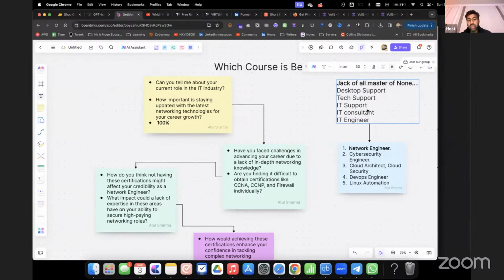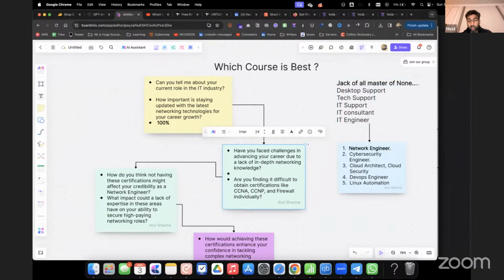Okay, yes, how I'm going to advance my career, how I'm going to learn in-depth knowledge. So suppose you decided you want to become a cyber security or cloud engineer, but have you faced any challenges in advancing your career? Obviously, most of you will face challenges because right now you do not have the proper guidelines or proper roadmaps.